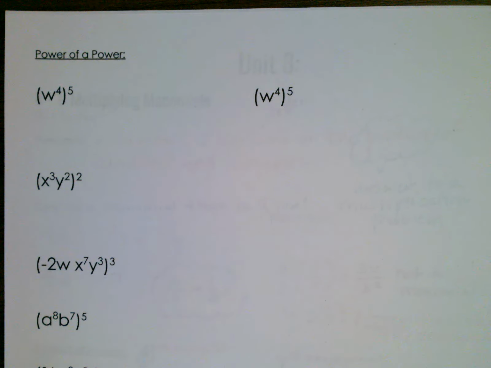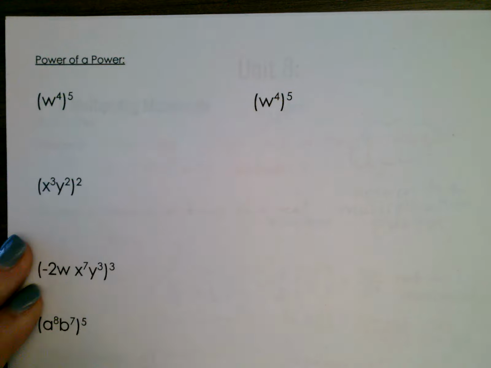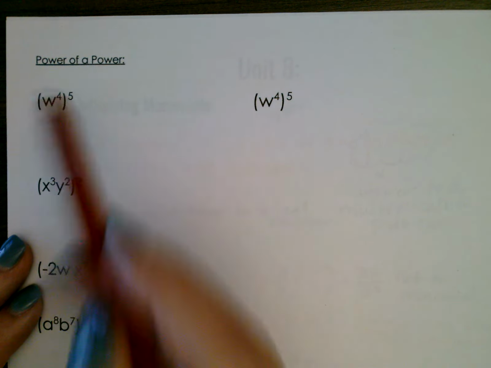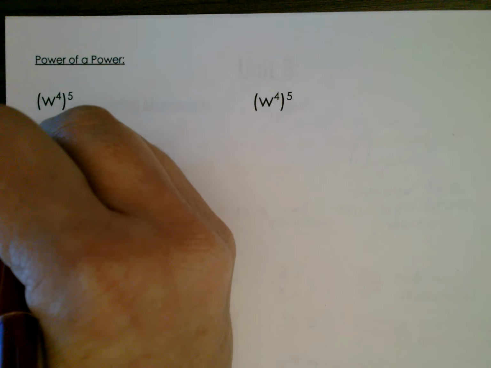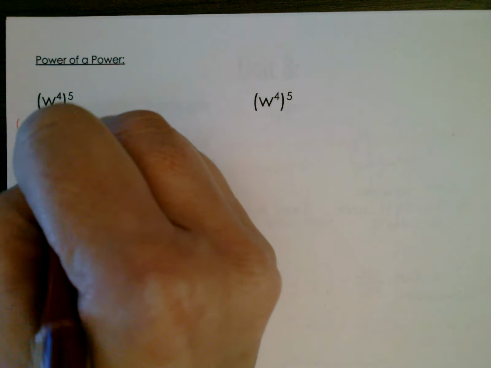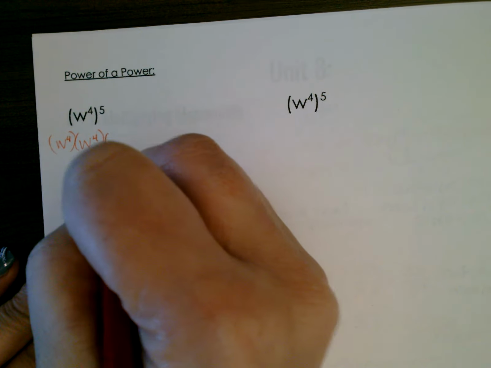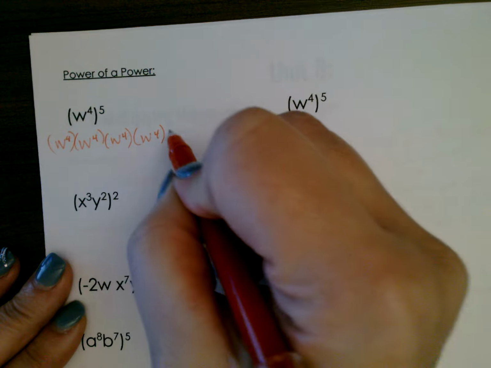Now we're going to talk about a power of a power, or a power raised to a power. Okay, so we have w to the fourth raised to the fifth power. So that means we would have w to the fourth times w to the fourth times w to the fourth, 5 times.